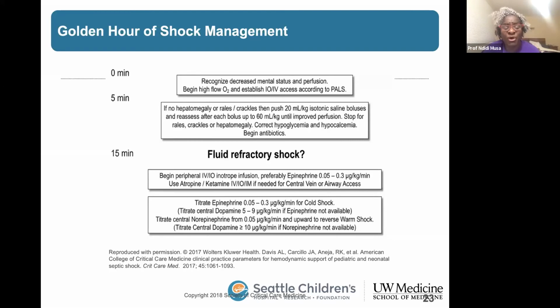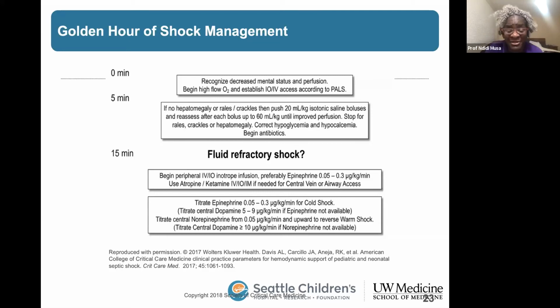Now, moving on, within the next 15 minutes, if the patient has fluid refractory shock, you should move on to a vasopressor or an inotrope, depending on what type of shock the patient has. At this point, you should also consider intubating this patient because you want to diminish the effects of shock on the working respiratory muscles. And so you titrate epinephrine for cold shock. If you don't have epinephrine, you can use dopamine, but dopamine is not a great vasopressor to use.